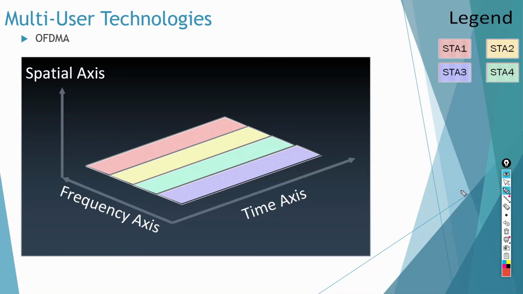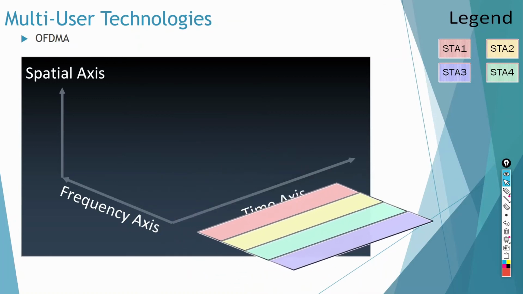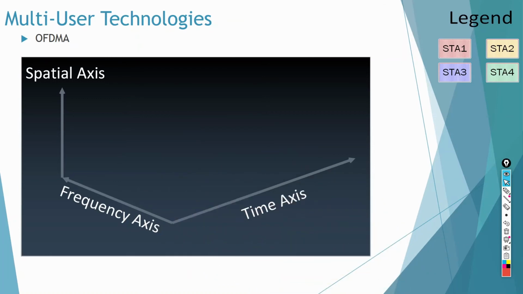Okay, so this is the OFDMA transmission. Then everyone would leave the channel either at the same time or at different times based on the transmission time assigned for each one.